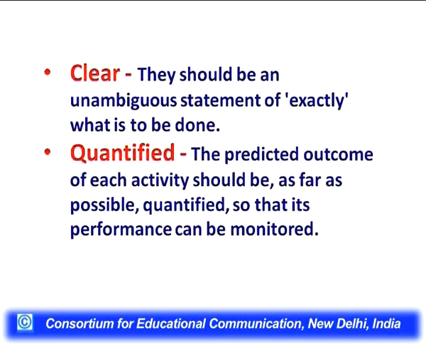Next thing is quantified. The predicted outcome of each activity should be, as far as possible, quantified so that its performance can be monitored. Something which can be quantified can be measured, and then it can be monitored also. If we know the level of operation of some activity on some measurable scale, we can know whether we have achieved the result or not, to the extent that we wanted. So our activities and their results must be quantifiable.